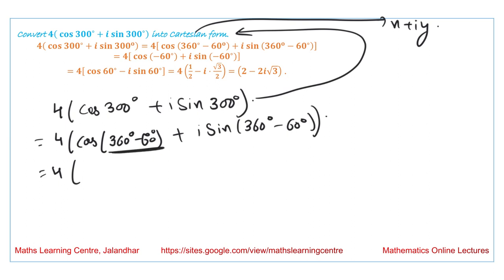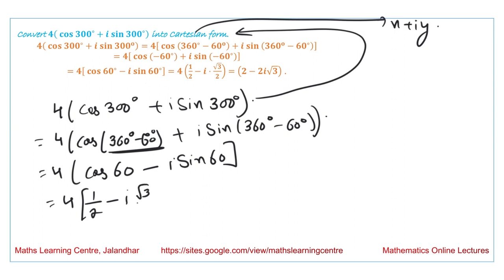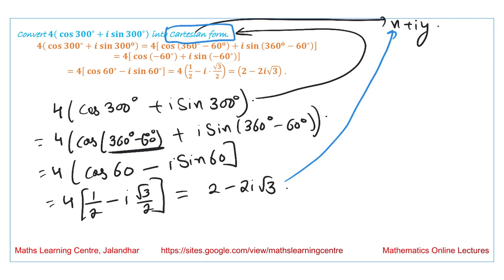When we are talking about this value, it lies in the fourth quadrant. So the answer we get is cos of 60 minus iota sin of 60. So this is equal to 4 times 1 by 2 plus iota, this is not plus iota, it is minus iota root 3 by 2. So the answer we obtain is 2 minus 2 iota root 3. So this number is now in the form x plus iota y, which is the required Cartesian form of this number.